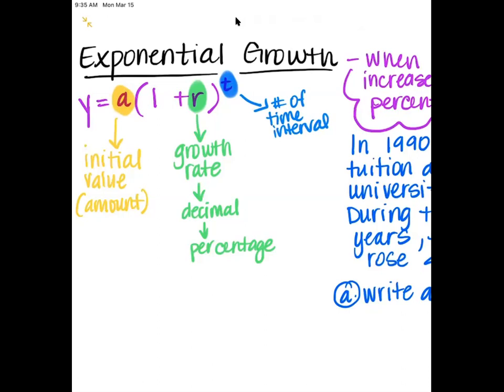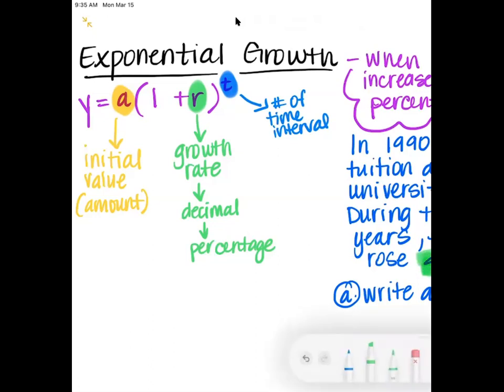All right, so let's go ahead and look at our word problem. It says in 1990, the cost of the tuition at a state university was $4,300. So I'm going to highlight that in yellow, to show you that that is the initial amount because my initial amount is also highlighted in yellow. Okay. During the next 8 years, the tuition rose 4%. So 4% would be the growth rate.